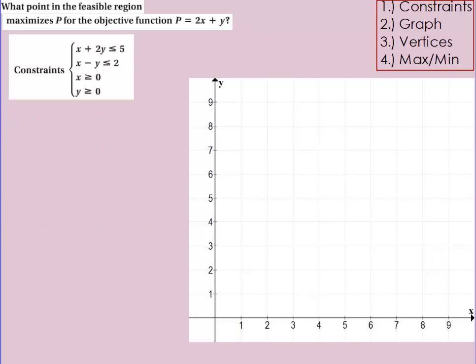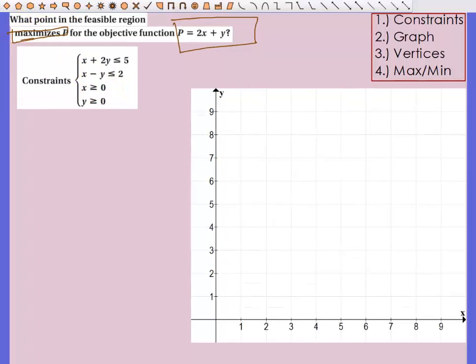So let's try this one example. I'm going to do all 4 steps right here. What point in the feasible region maximizes p for the objective function p equals 2x plus y? So I want to maximize this function, and the objective function is p equals 2x plus y. You have to be able to identify those. So let's graph these constraints. I'm going to graph the 2 on the bottom. Those are the easiest first.